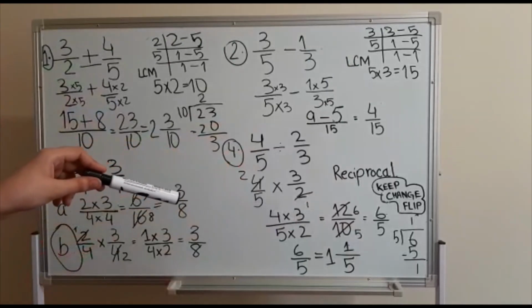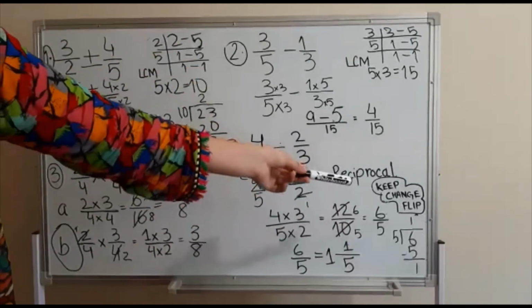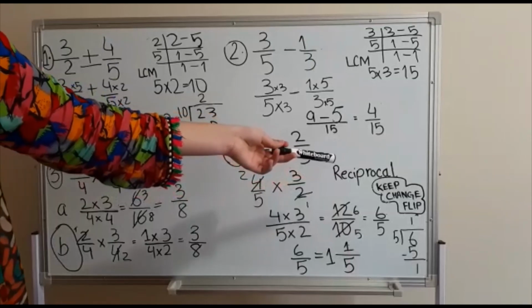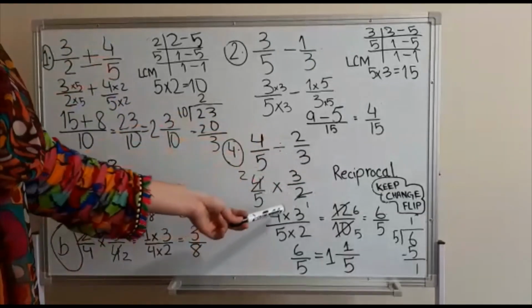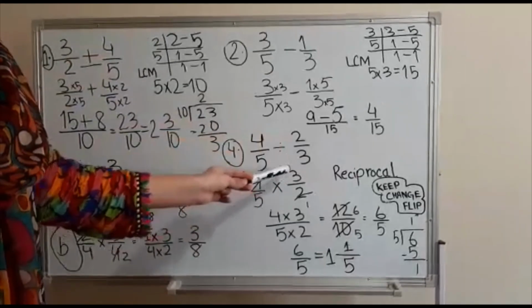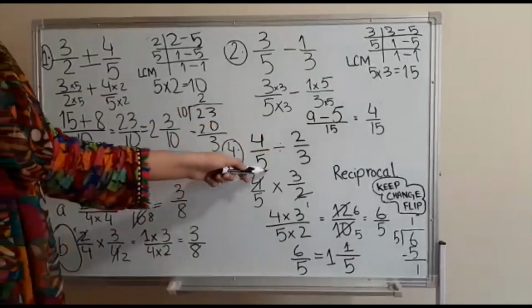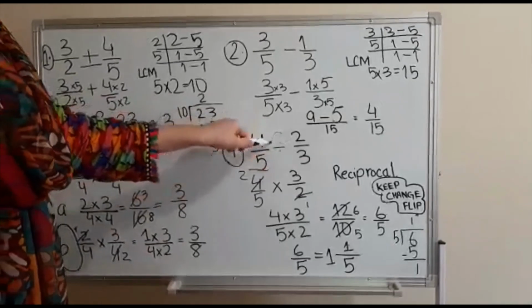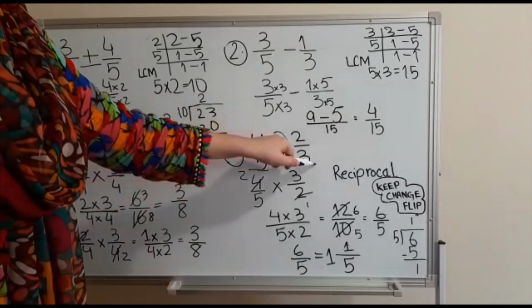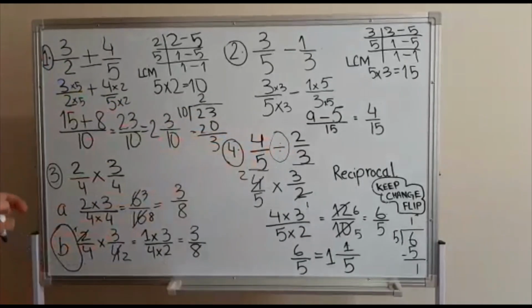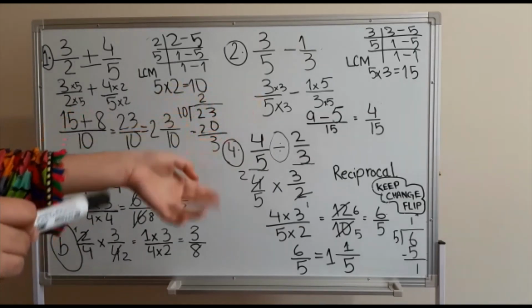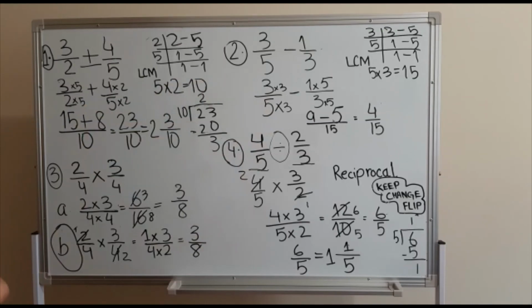You can remember this division strategy by this thing. It's called keep, change, flip, right? Keep, change, flip. So you keep the first fraction, change the sign, and flip the last fraction. And so this will help you remember this strategy. This strategy is called reciprocal. You take the reciprocal, but you can remember it by the keep, change, flip strategy.